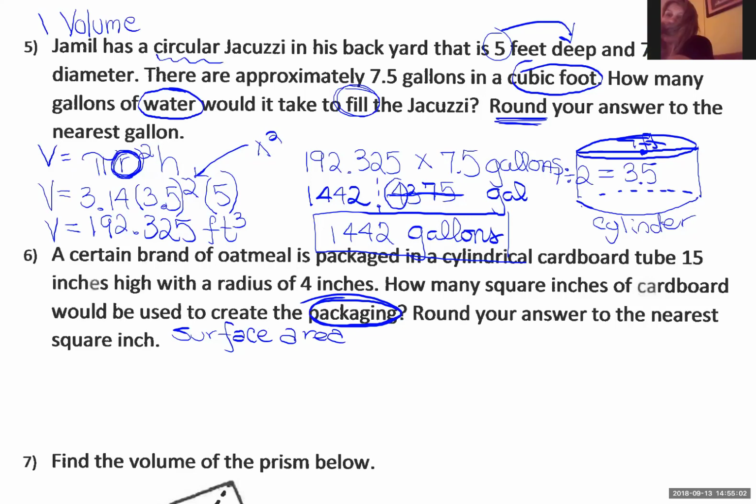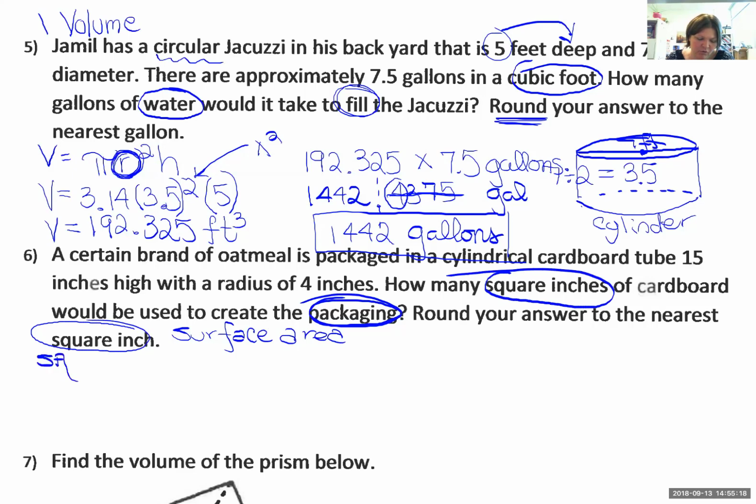Anything else clue you in that this is surface area? Square inches. Round your answer to the nearest square inch. How many square inches? Absolutely. Lots of clues that this is a surface area problem. So I need a surface area formula. Which one? The cylinder. Absolutely. This one's a little simple. They said cylindrical. I bet it's a cylinder. Nice. So I'll come to surface area of a cylinder on my formula sheet.